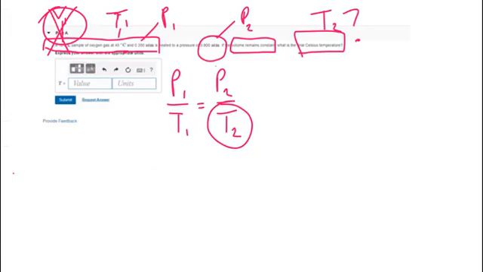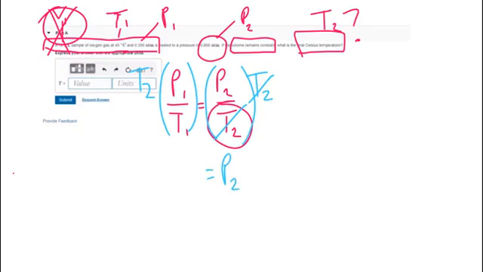So to get rid of T2, since it's in the denominator, I'm going to put it up in the numerator. Whatever I do to one side, I have to do to the other side. So I'm going to have T2 over here. So that crosses that off. So if I were to rewrite this, then I would just have P2 on the right, and on the left I'm going to have T2 P1 over T1.